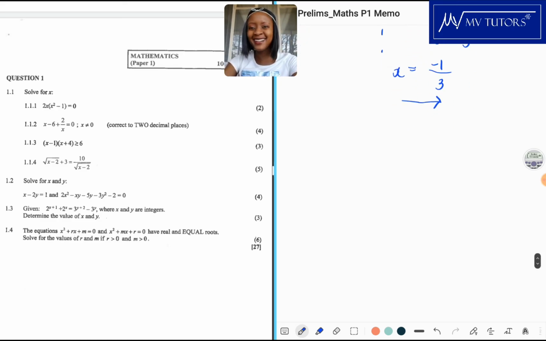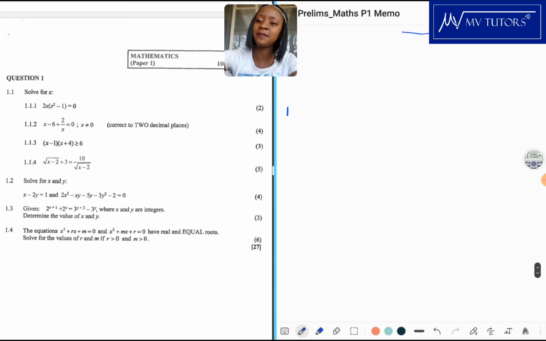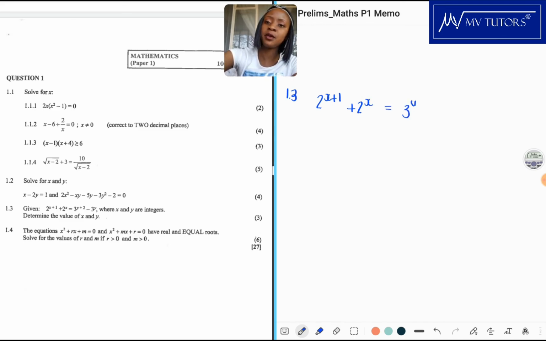Oh, are we finishing? No, we still have 1.3 and 1.4. So it says we are given 2 to the power x plus 1 plus 2 to the power x is equal to 3 to the power y plus 2 minus 3 to the power y. Now, x and y are integers, meaning we are not going to get fractions here. If you start getting fractions, there's a problem. And then determine the value of x and y.